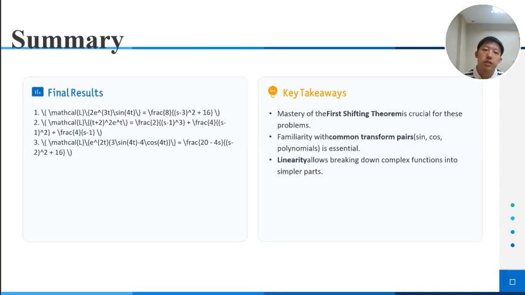In conclusion, we have successfully solved all three problems. The key takeaway is the importance of the first shifting theorem, which was instrumental in handling the exponential terms in each problem. A solid grasp of basic transform pairs and the linearity property is also essential for effectively finding the solutions.